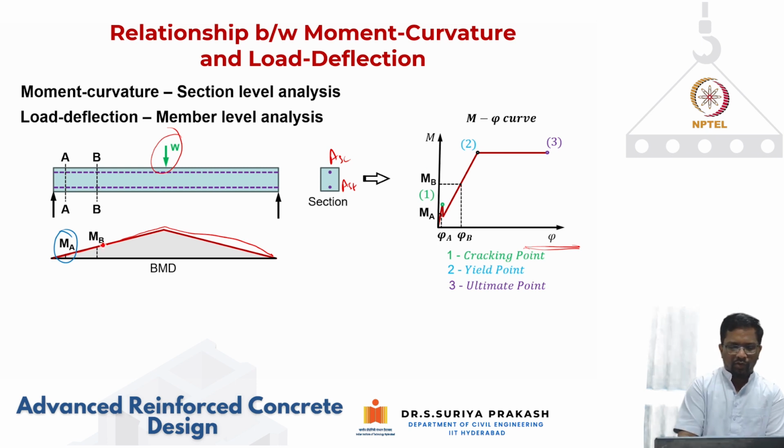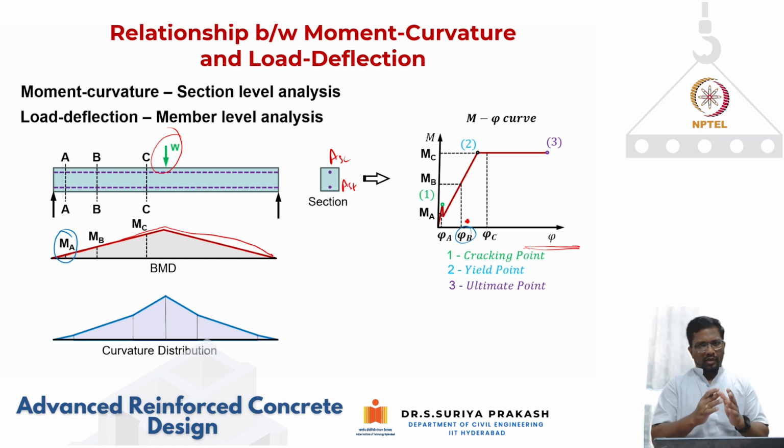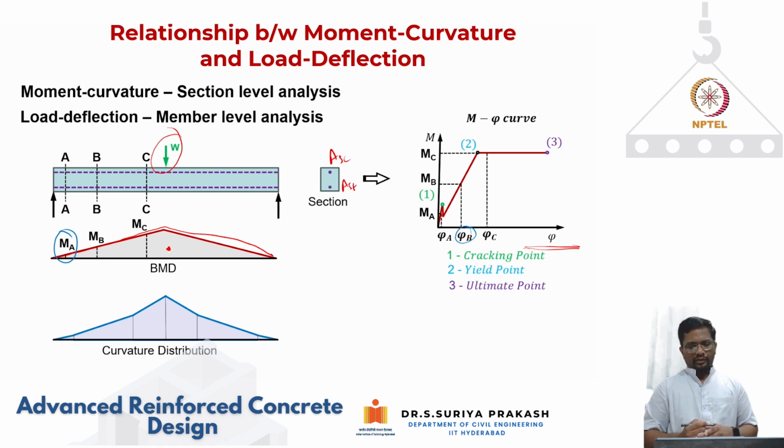So now I know the moment from statics, so I can find out what is the curvature. Similarly, I keep going. So what we can do is, if I'm able to do moment curvature analysis based on the sectional detail, then I can find out what are the curvatures that are going to be acting for a particular bending moment diagram like this. Okay, so we know the curvature distribution.